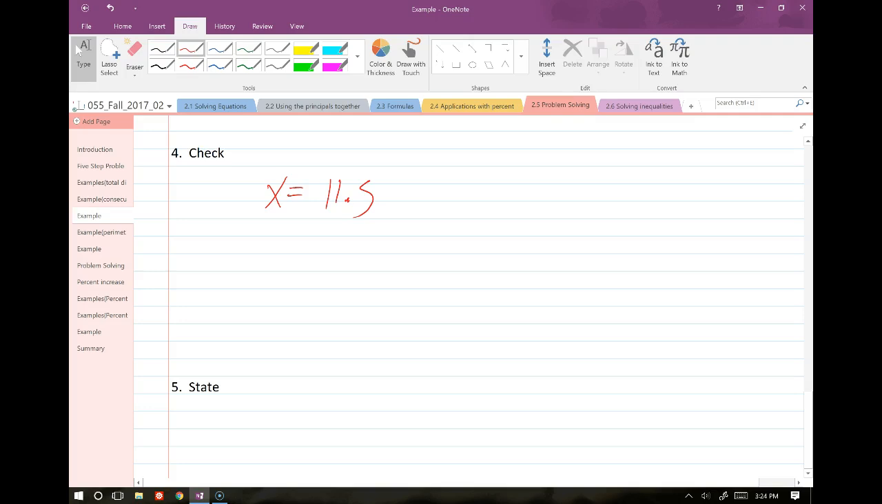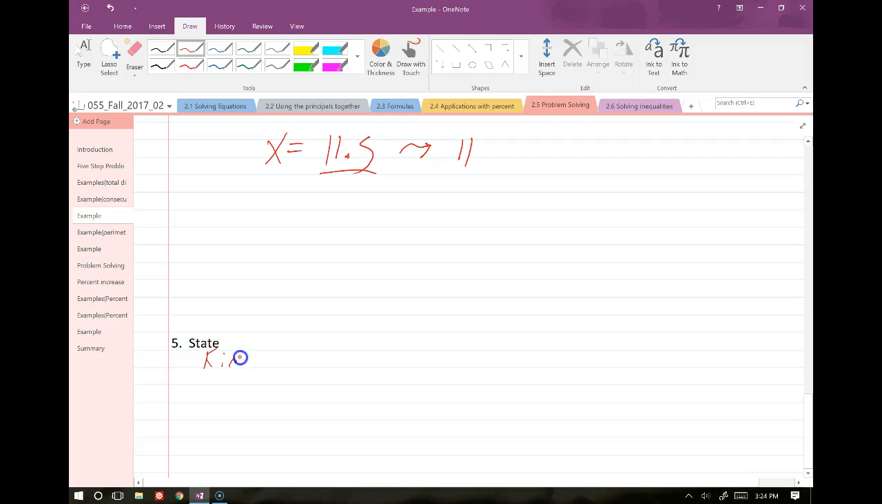And so we're going to say this is going to be 11, right? Because she can't go over her budget. So we're going to budget under that, right? And so the statement. All right. So I can't remember her name, but I'm going to say Kim. Kim can take 11 pictures without going over her budget. There we go. It's all good.